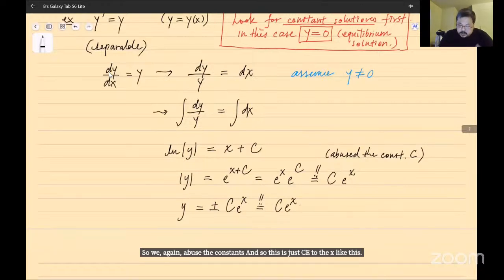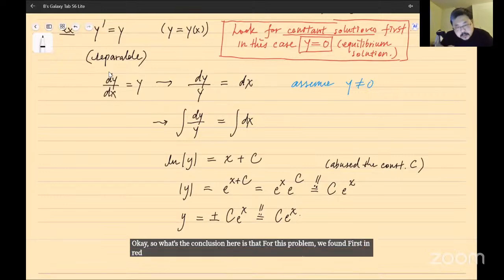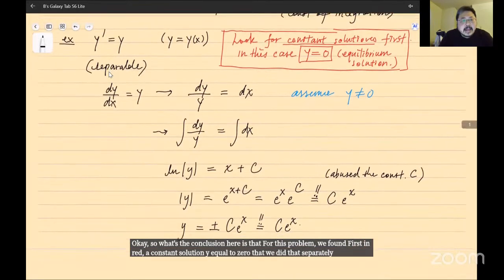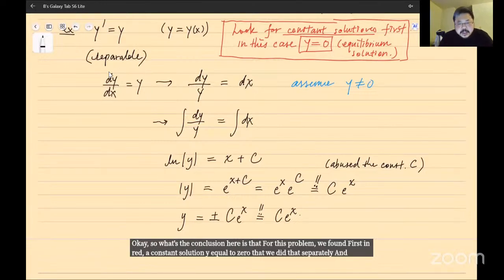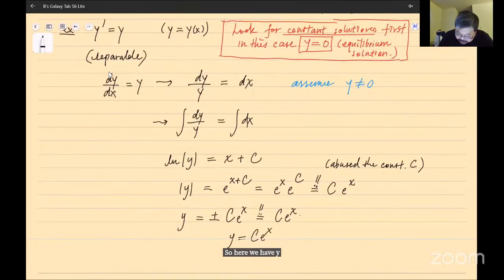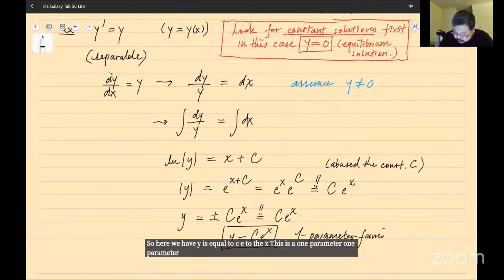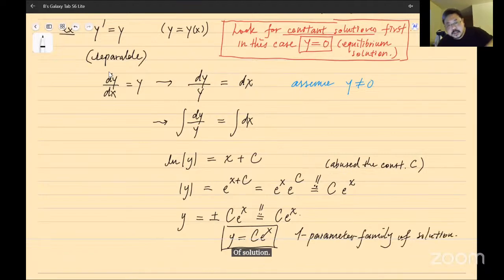Okay. So what's the conclusion here is that for this problem, we found first in red a constant solution y equal to 0, that we did separately. And by our method of separation of variables, we have found a one parameter family of solutions. So here we have y is equal to c e to the x. This is a one parameter family of solutions. Okay, so this is still kind of review of what we did. All right, so far so good, yeah?